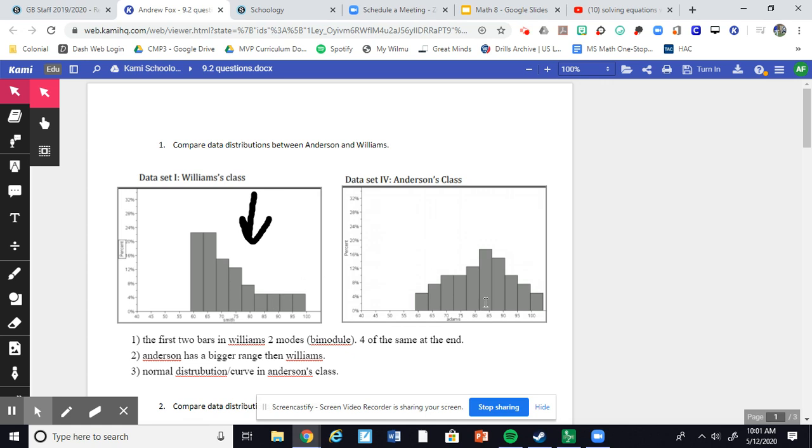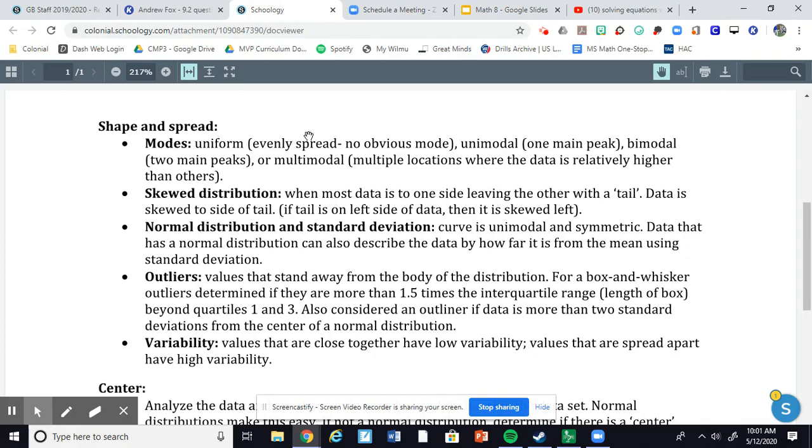All right, so today in class, what we talked about was skewness in data. We talked about shapes and spreads, so modes. Is it even with no obvious mode? Is it unimodal with one peak, bimodal with two peaks, or multimodal with multiple peaks that are higher than the others? A skewed distribution, is it showing one side with a tail? Does the data skew to the side of the tail? If the tail is on the left side of the data, then it's skewed left.